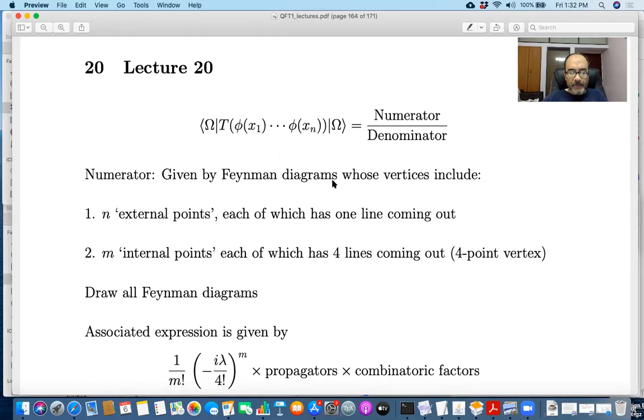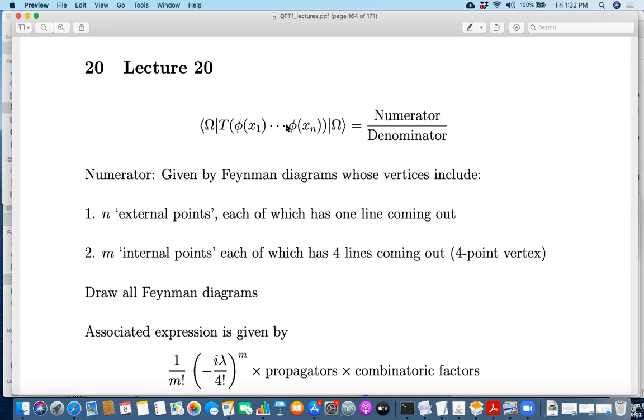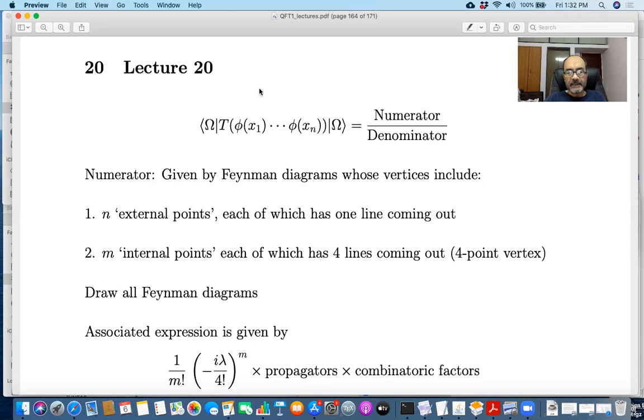Okay. So let me briefly recall first what we learned last time. Our goal was to calculate the vacuum expectation value of the time ordered product of operators. And the specific theory that we are dealing with is phi to the 4 field theory, where you have a free Klein-Gordon action, and there is a term which involves 4 phis. And what you saw is that this vacuum expectation value is given by the ratio of numerator and denominator.